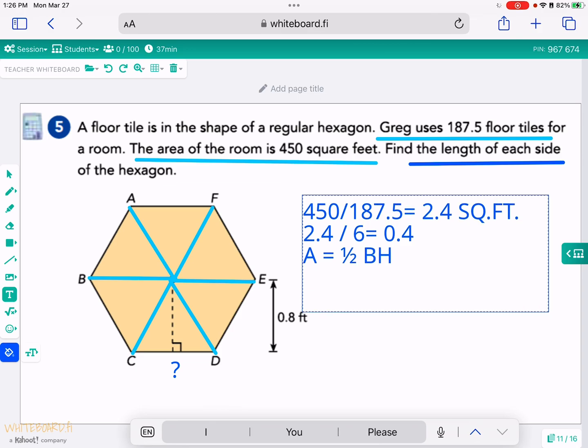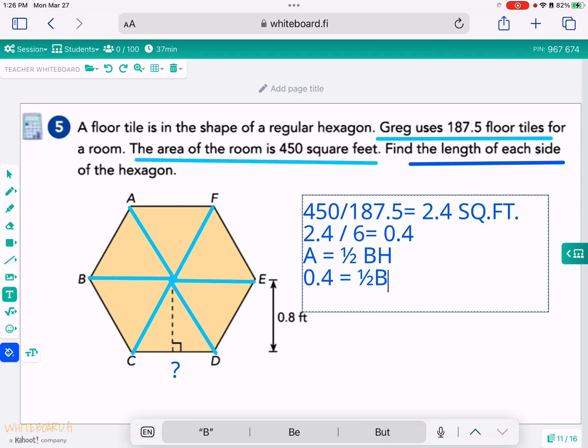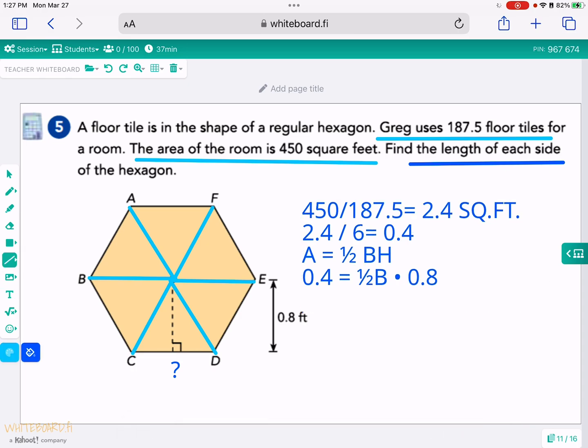Right? So if my area is 4/10, and that is half the base times the height, and I know that the height is 0.8. Let's go ahead and put that up there. Now, where did I get that 0.8 from? Well, I was told that at the beginning of the problem. It's written on the problem, right? I find the height when I look at that perpendicular line that's dropped from the opposite angle to the base.